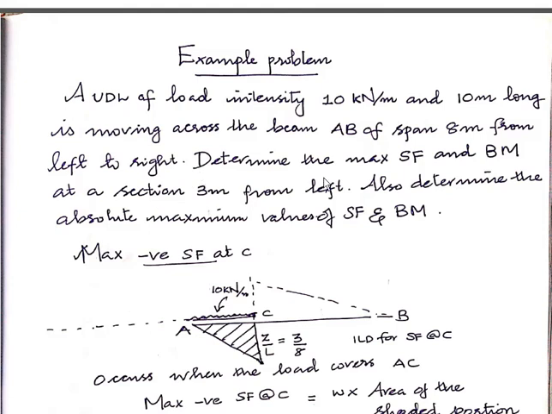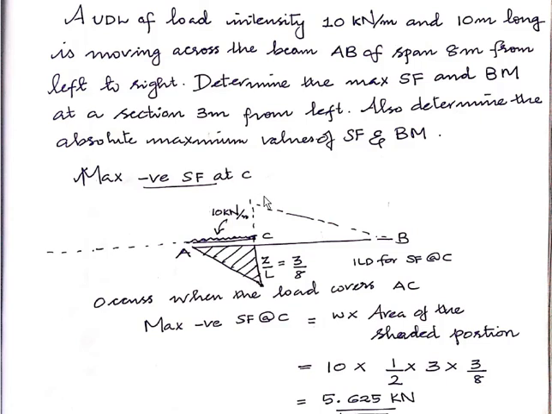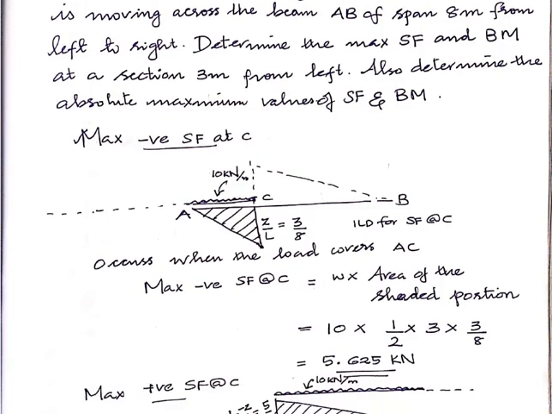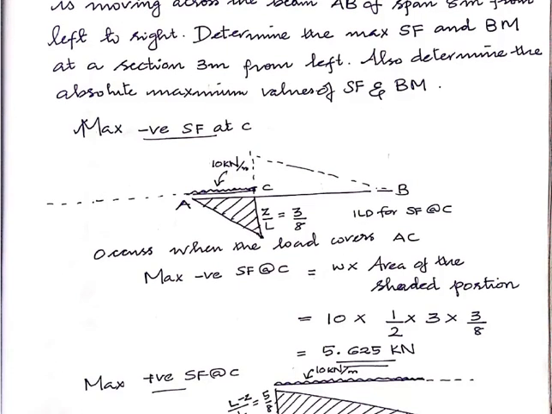So determine the maximum shear force and bending moment at a section 3 meter from the left. So the section is at a distance 3 meter from the left. So Z is equal to 3 meter. Also determine the absolute maximum values of shear force and bending moment. So the maximum negative shear force at C. First of all, we are going to find out the maximum negative shear force at C.